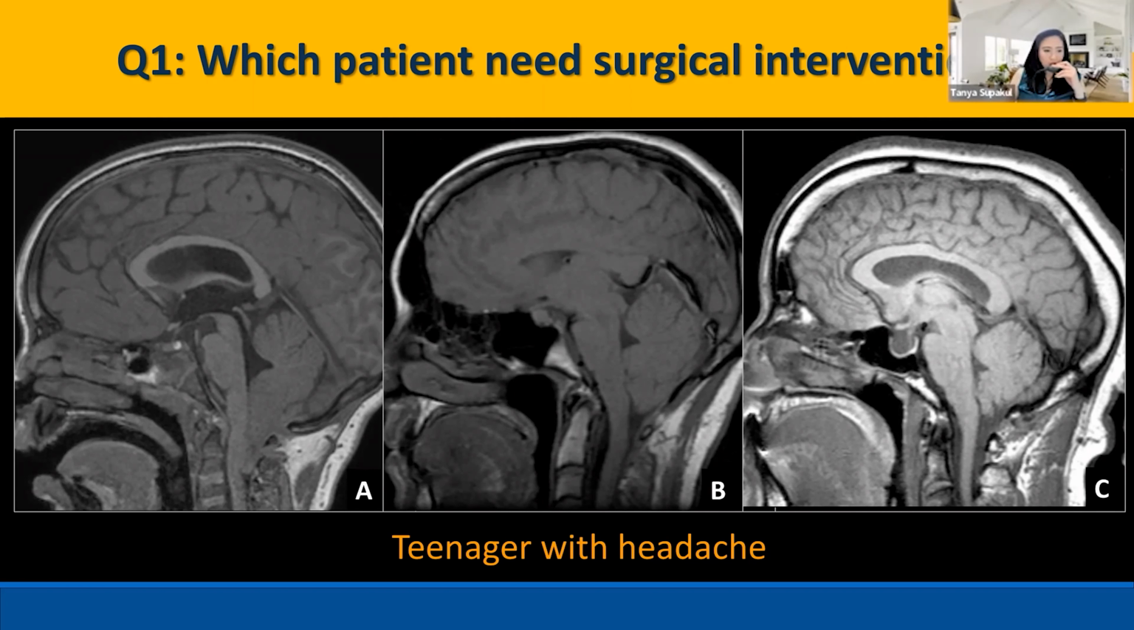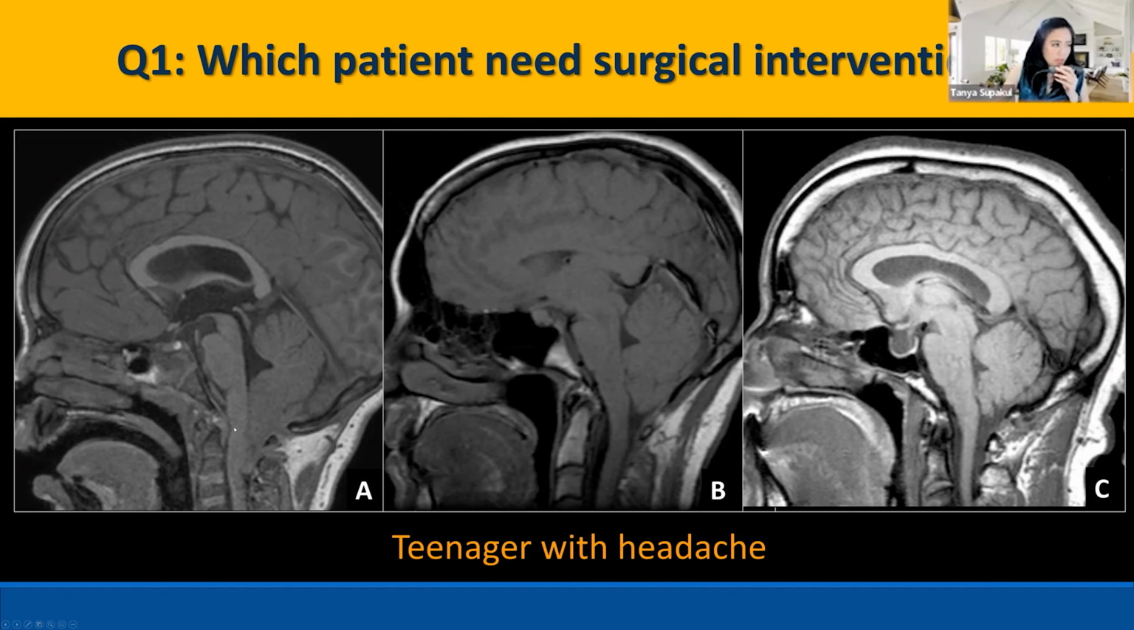So what do you think for patient A? I think there's some intracranial hypertension. Are you talking about patient A or patient C for the intracranial hypertension? So C is intracranial hypertension. How about B? That one looks like hypotension. Some crowding here, but you have an effacement of the CSF over there.